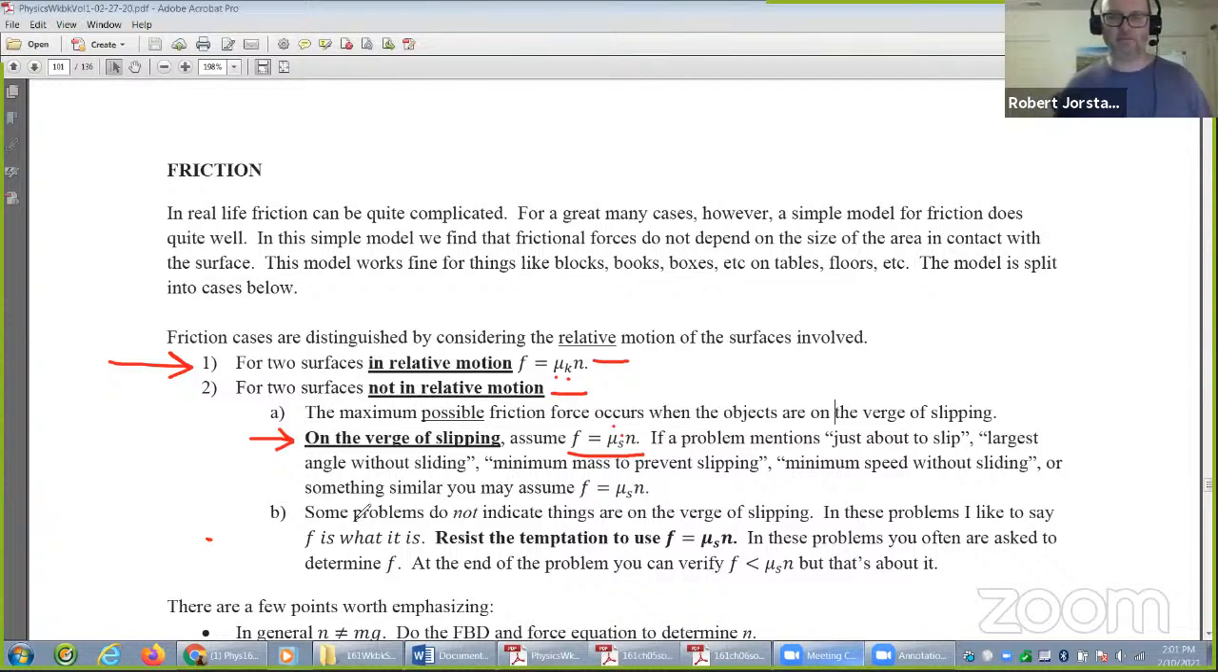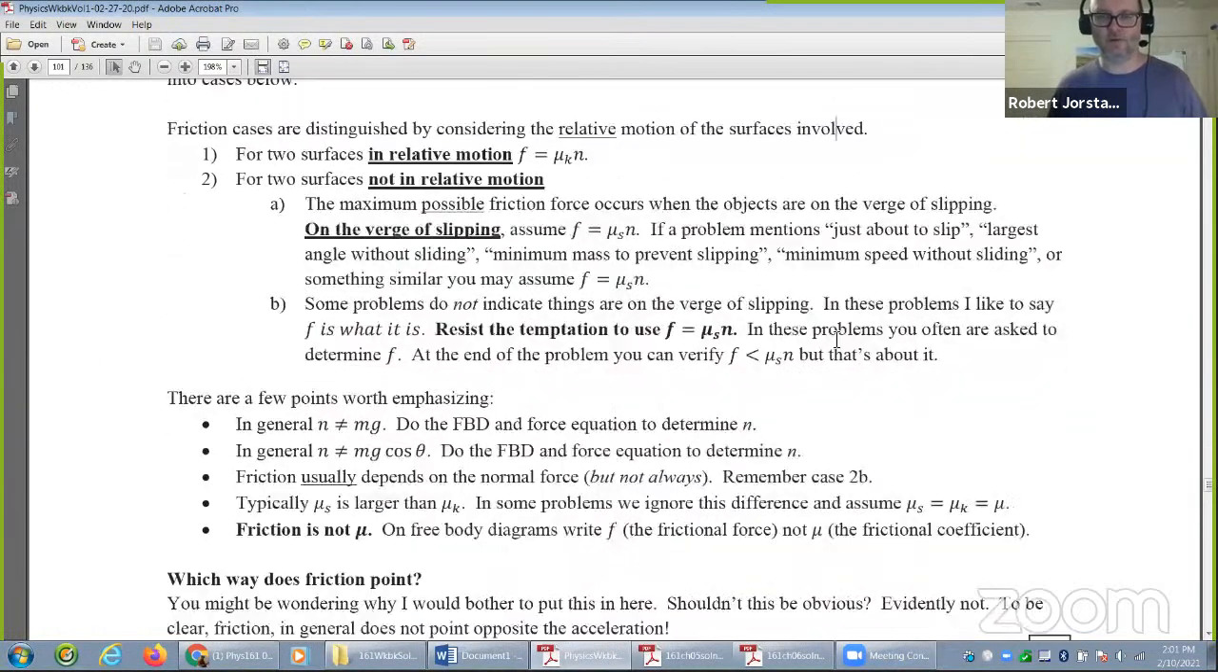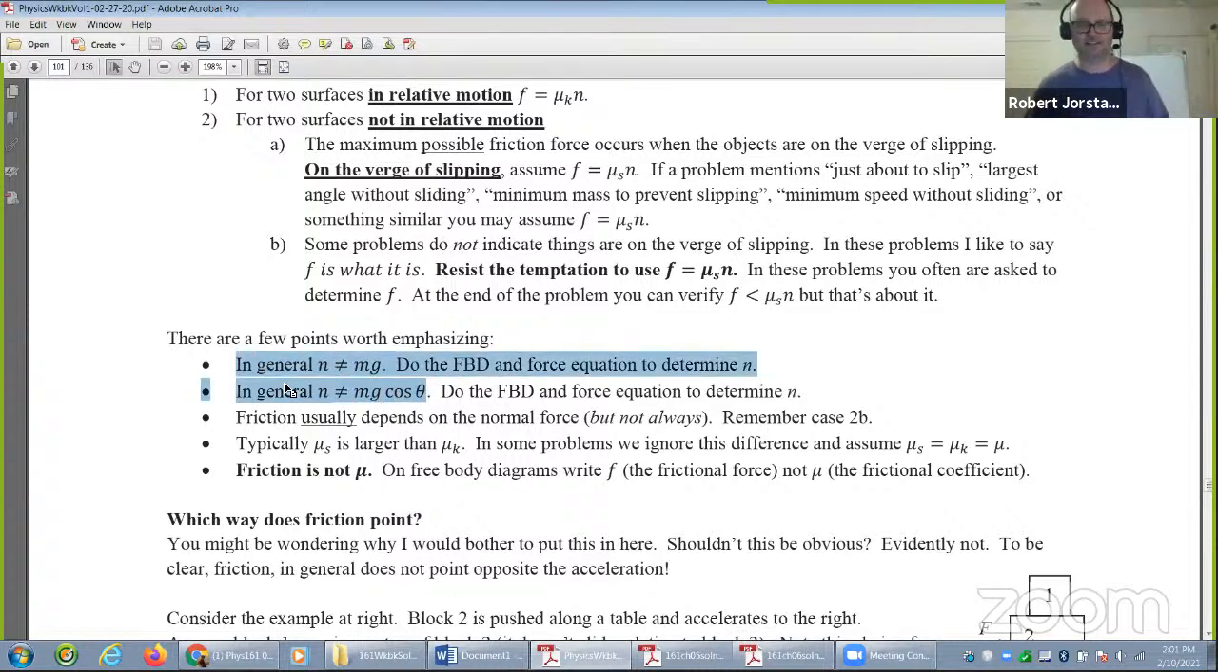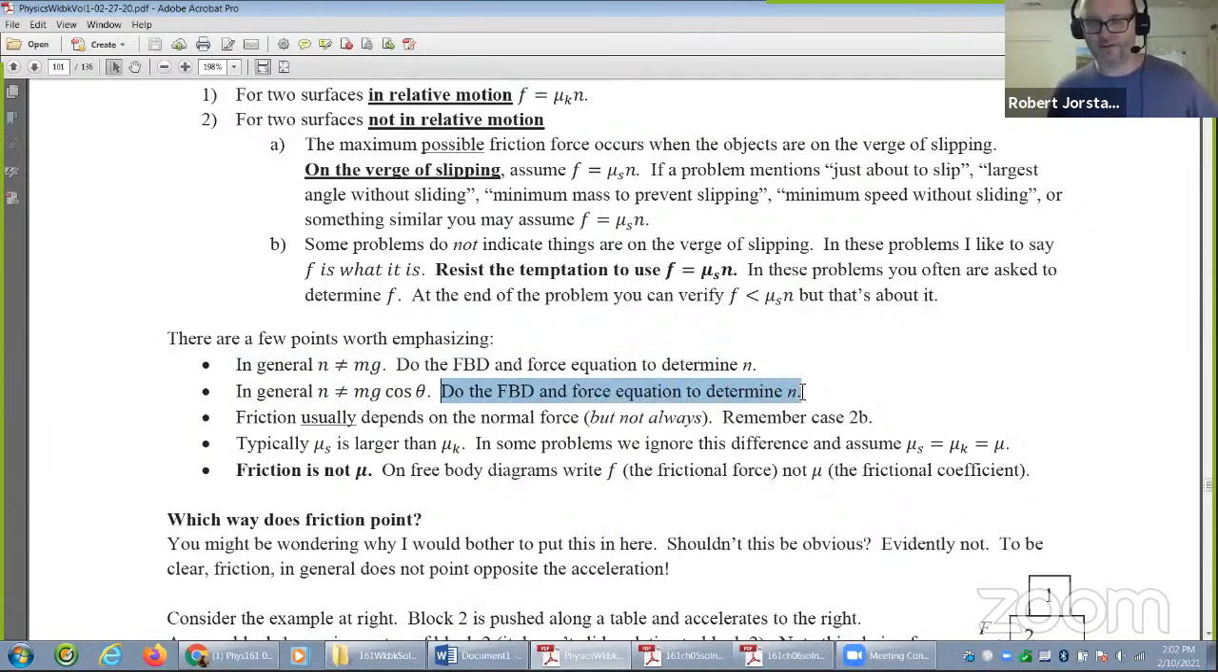Now, on some problems, there's no indication it's on the verge of slipping. In those cases, you have to resist this temptation. All right. Now, I'm going to go into some problems and I'll clear this up more, but I just want to say there are a few things worth emphasizing. In general, normal force is not always mg, and it's not always mg cosine theta. This is the most common mistake I see on test day: students think, I don't know what the normal force is, I'll just plug in mg cosine theta. The way you get a normal force in every problem is do an FBD, write a force equation, and figure it out. Okay.